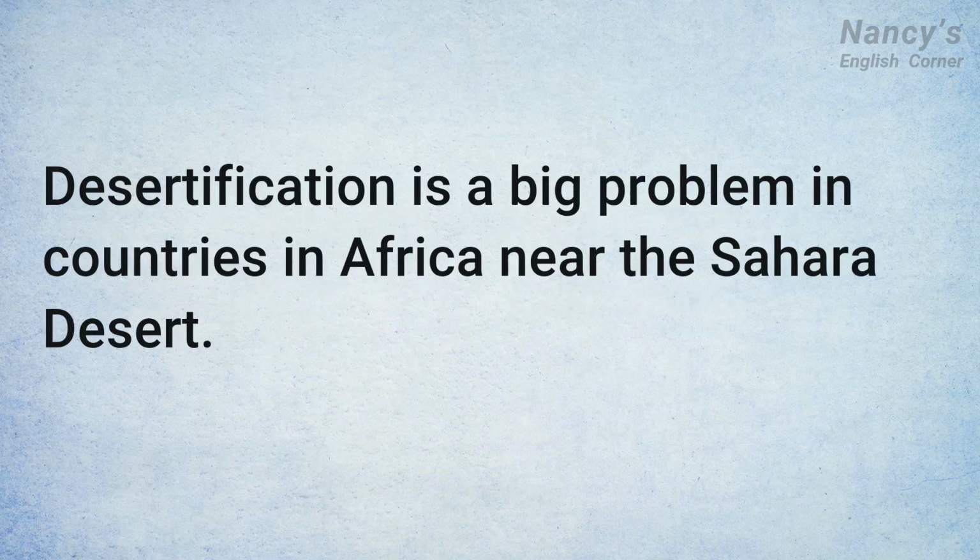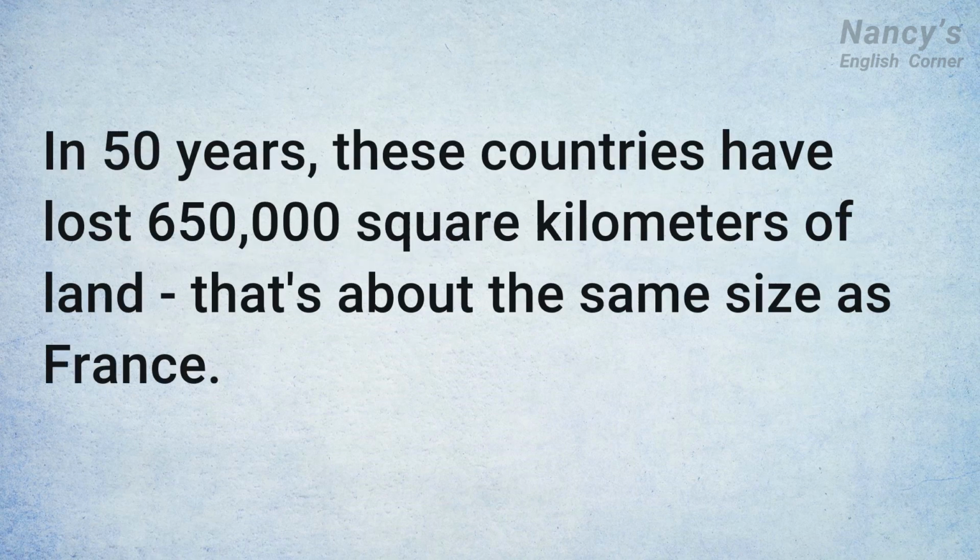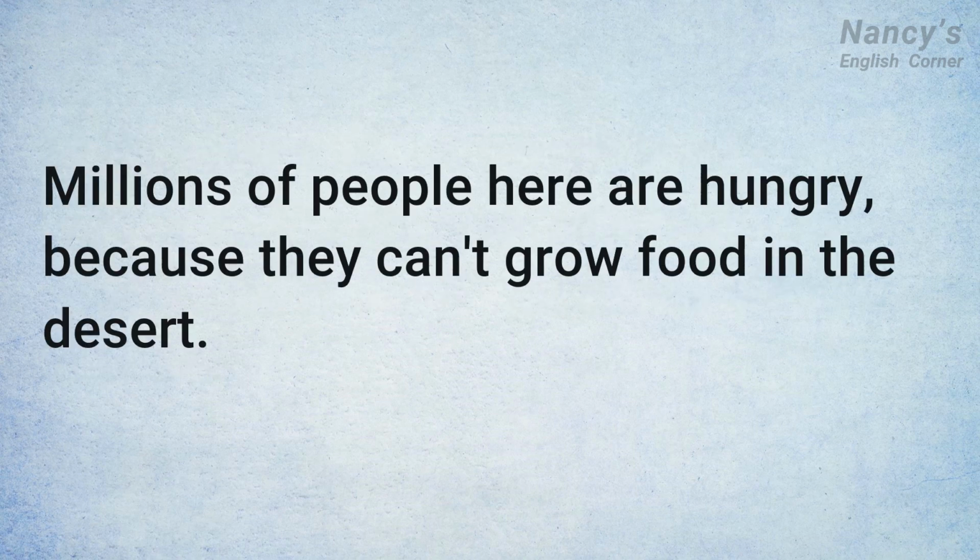Desertification is a big problem in countries in Africa near the Sahara Desert. In 50 years, these countries have lost 650,000 square kilometers of land. That's about the same size as France. Millions of people here are hungry because they can't grow food in the desert.